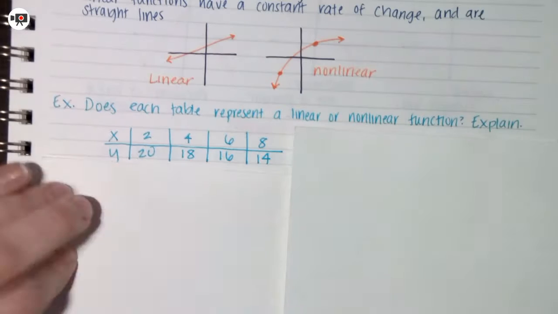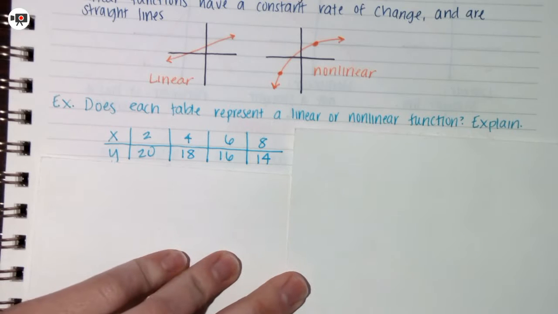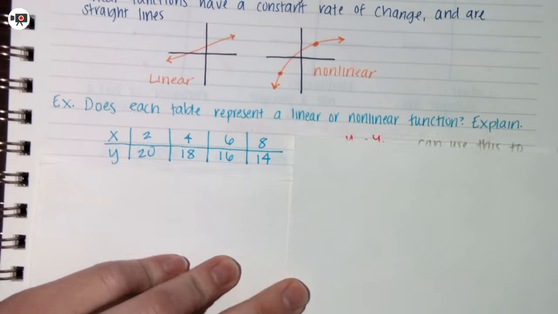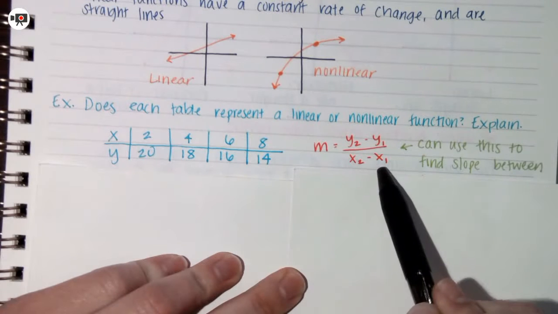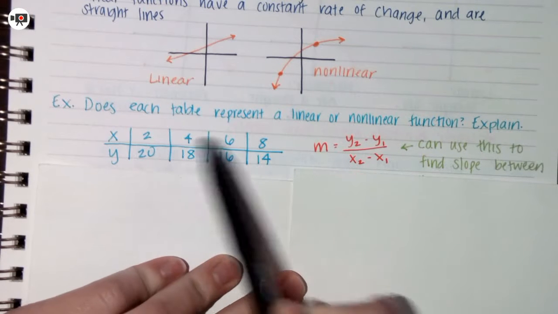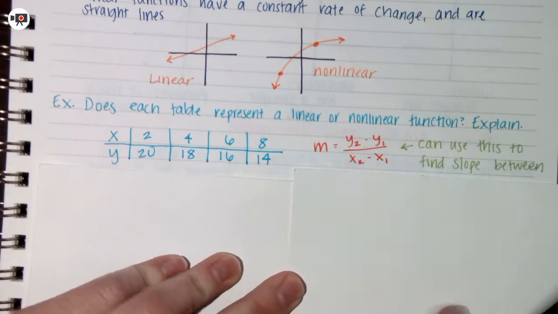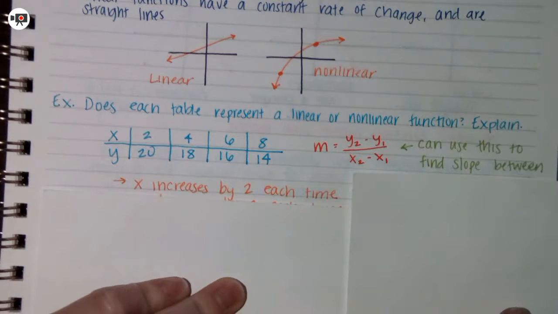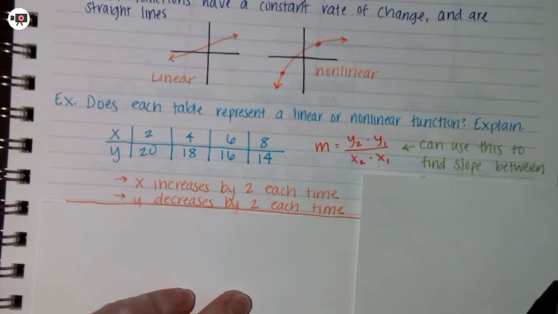So I have this table, and to see if it's linear or nonlinear, I think, does it have a constant rate of change? So I could use my formula for slope, and I can find the slope between 2 and 4, 4 and 6, and 6 and 8. Or I can look at my x's, and I think my x's increase by 2 each time. That's steady. Then I look at y's. Y's decrease by 2 each time.